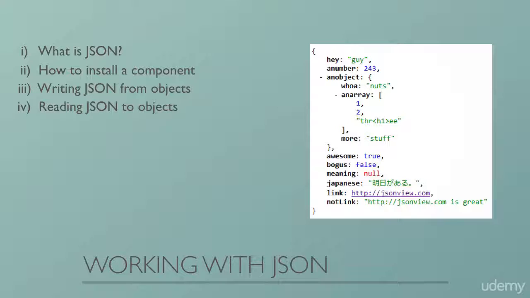Then we'll look at more internet-based components such as JSON. Firstly, what is JSON? How to install a component to use it easily, and then how to write JSON from objects and to read JSON to objects. This section is such a common requirement for mobile applications that I'd advise you do not skip it.